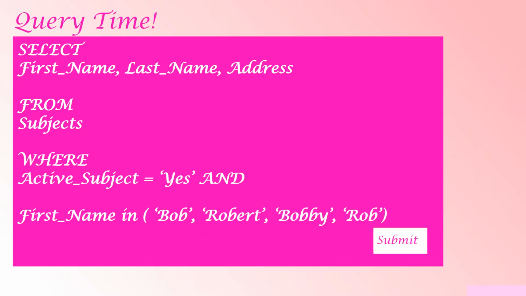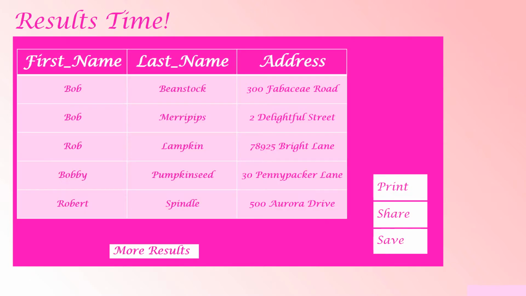Or we could do it a bit differently. We could select first name, last name, address from subjects where active subject equals yes, and first name in Bob, Robert, Bobby, Rob. Result sets for both queries would look like this. So it looks like we have a lot of Bobs and Roberts and Bobbies in the kingdom.